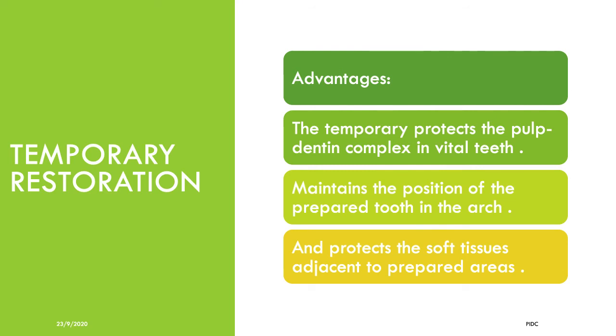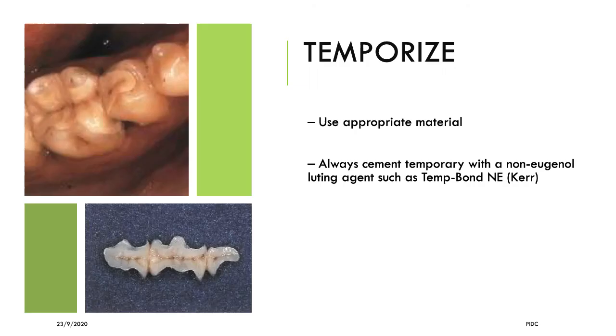The advantages: temporization protects the pulp-dentin complex in vital teeth, maintains the position of the prepared tooth in the arch, and protects the soft tissue adjacent to the prepared areas. Sometimes when you do the preparation and it is very close to the dentin, the patient might find it very difficult. In that case, temporization should be a proper one to fix the problem. So make sure you do the temporization and use an appropriate material.